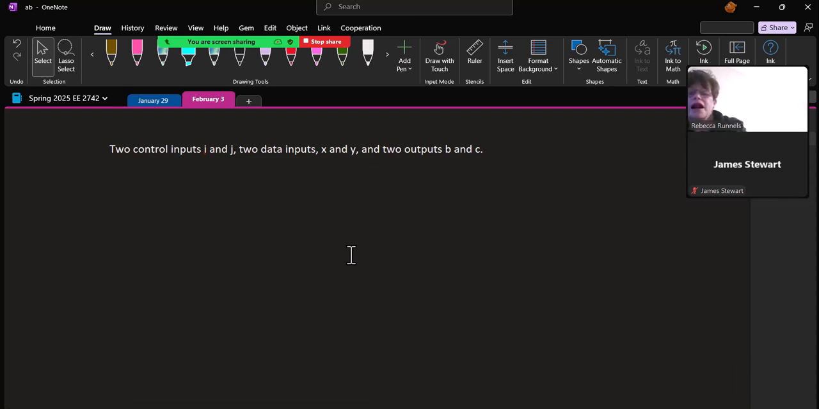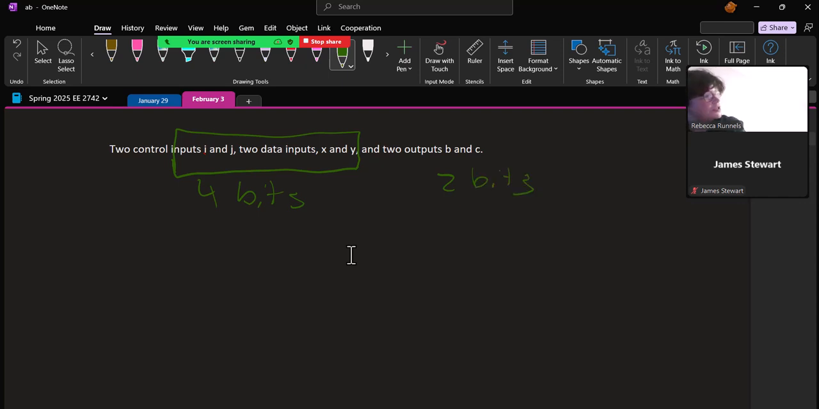is that I have 4 bits in all coming in, and 2 bits coming out. And inputs are generally going to be switches. So you have switches on the kit, and the switches can either be on or off. If they're on, that's 1, and if they're off, that's 0.